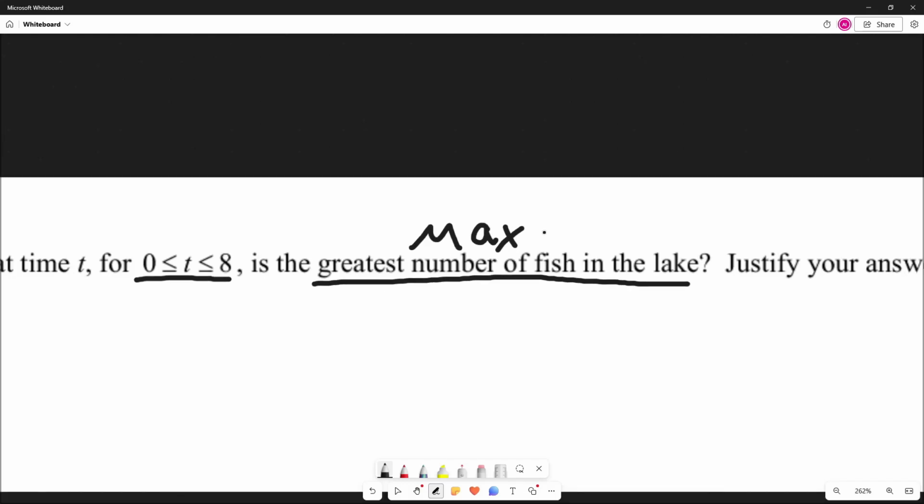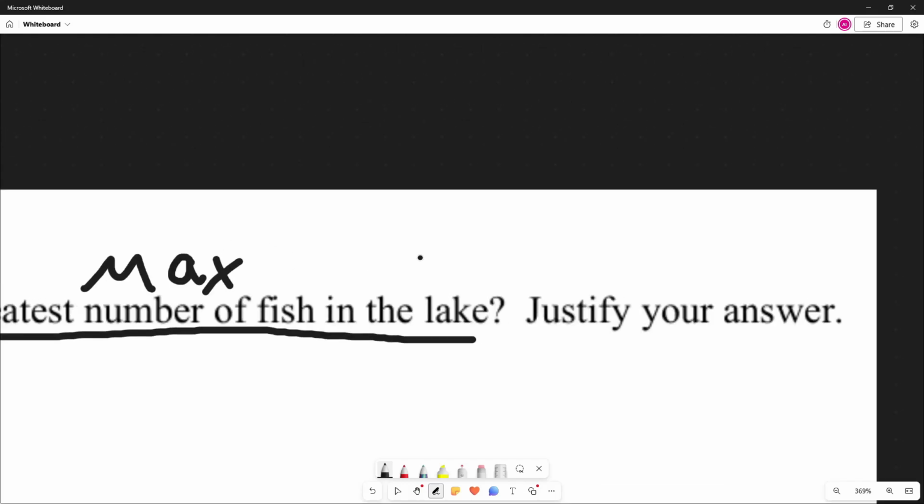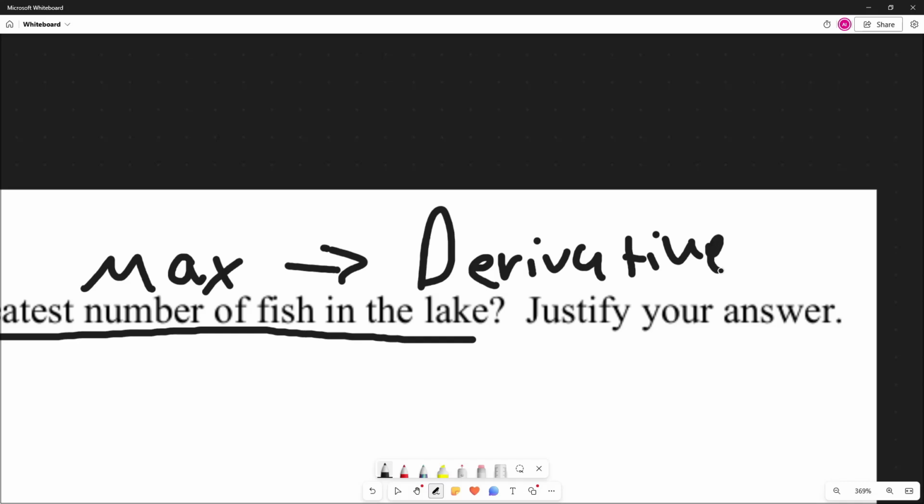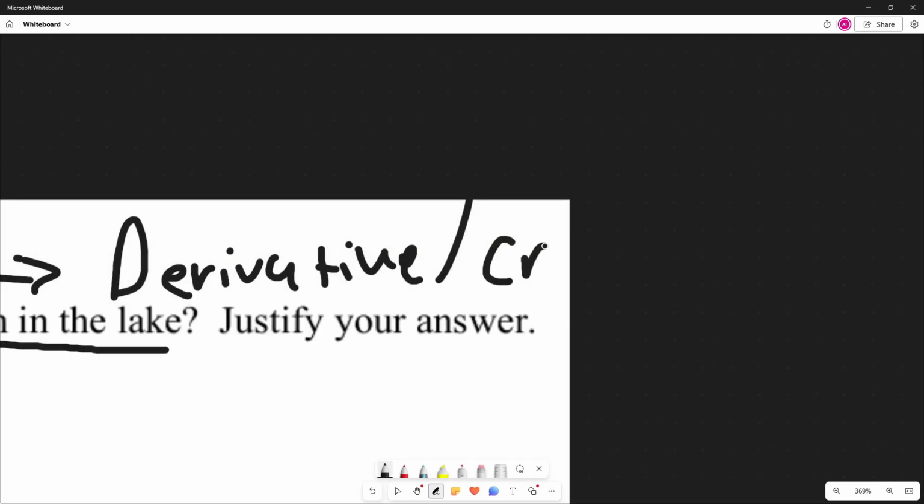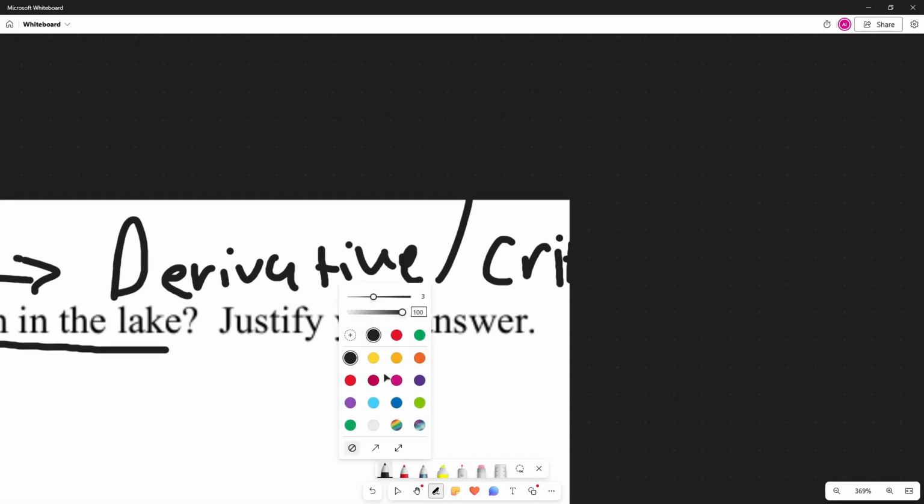Because of that, I know we're going to use a derivative test, or if we're to do critical points. Oh shoot. Alright, there. Crit. Let me just change this to blue.